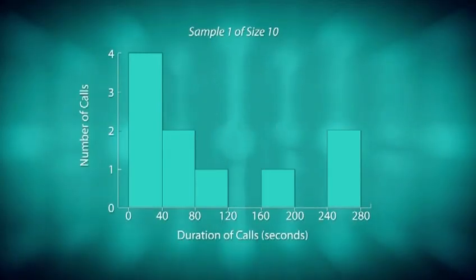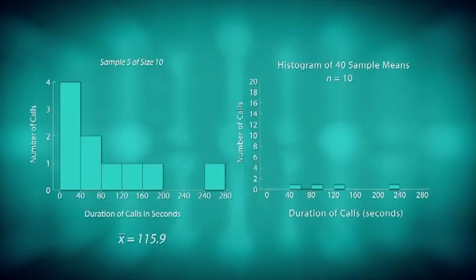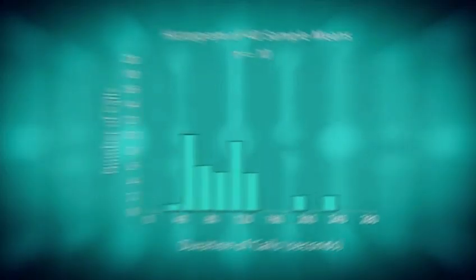Let's take our first sample of size 10. For this sample, the mean length of the calls is 98.7 seconds. We can start to build a histogram using the sample mean. Let's continue taking samples of size 10, each time finding the mean of the sample and adding it to our histogram. This final histogram is based on 40 different samples of size 10.